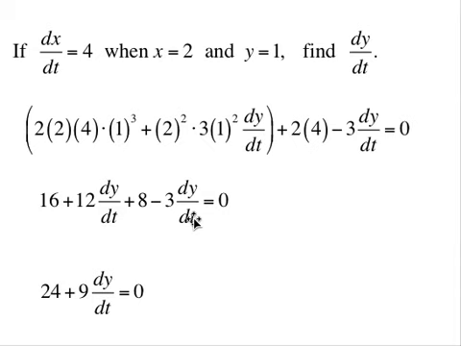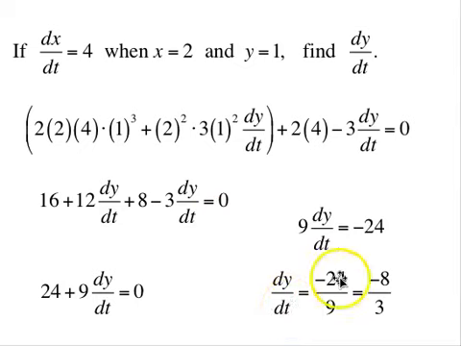Adding negative 24 to both sides, 9 dy dt is negative 24, dividing by 9. dy dt is negative 24 over 9. Reducing the fraction, divide by 3, divide by 3. And the result is negative 8/3.